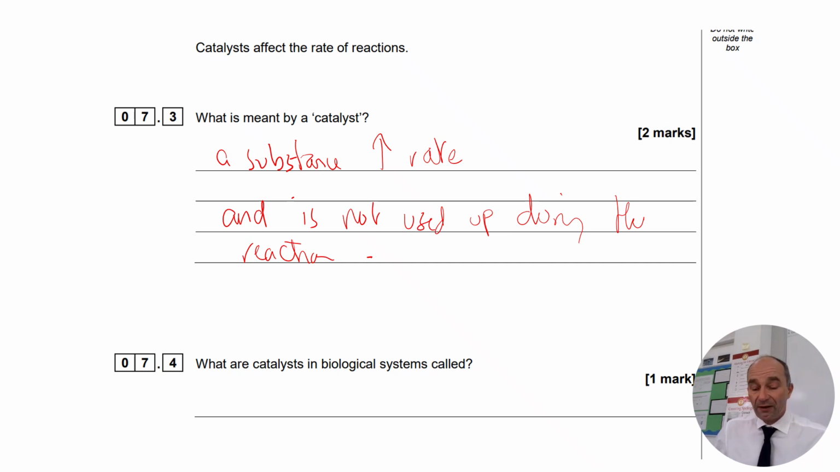And then the final answer, this is linking into your biology. 7.4, what are catalysts in biological systems called? They are called enzymes. Nice question to finish on, and that's the last question, it's out of 12 marks, so well done if you got 12. Add up your score out of 70 and see how well you've done.